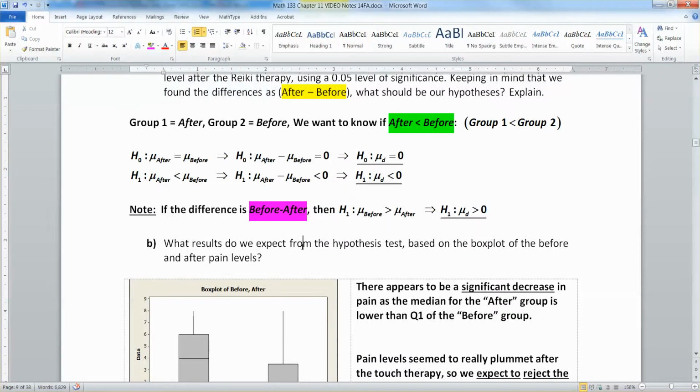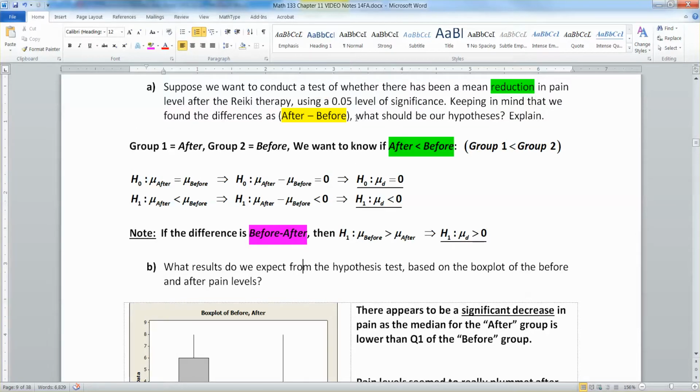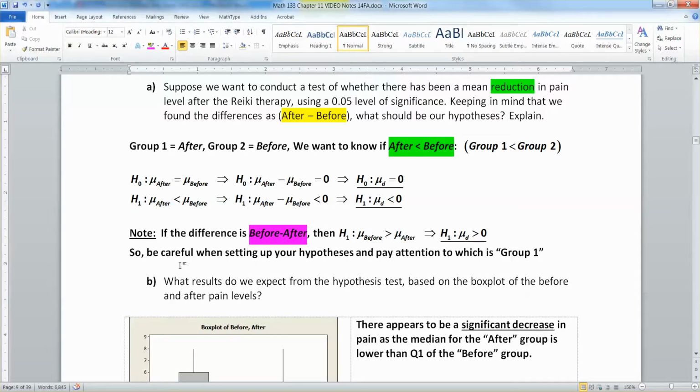So this means it's sometimes going to be a little difficult to figure out whether you're talking about a left-tailed test or a right-tailed test. You're going to have to be careful, because if I set it up as after minus before, this is a left-tailed test right here. If I set it up as before minus after, it's a right-tailed test, right? They're not the same. So be careful when you're setting up your hypotheses and pay close attention to which one is group 1, quote unquote. I set up after to be group 1, and that sets up my hypotheses to follow.